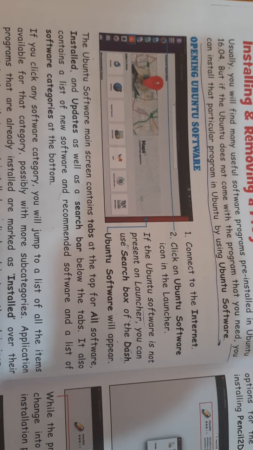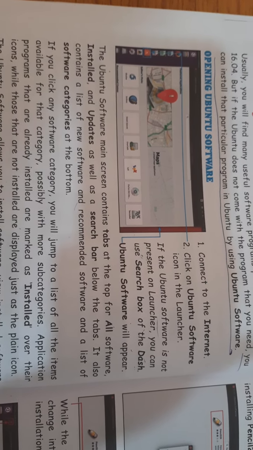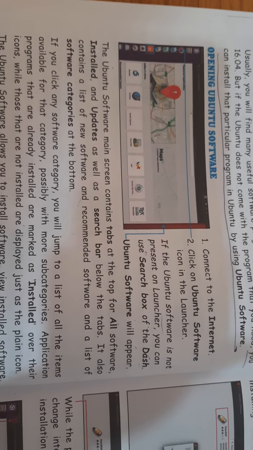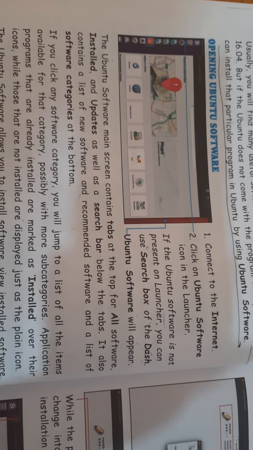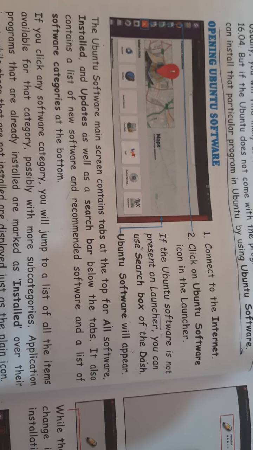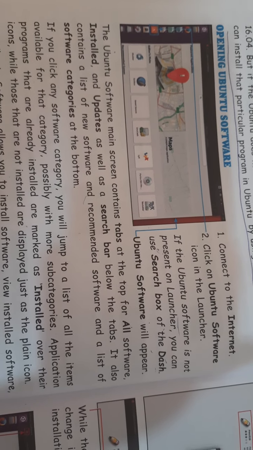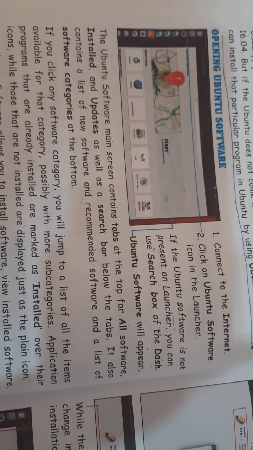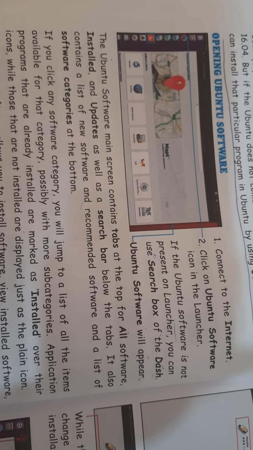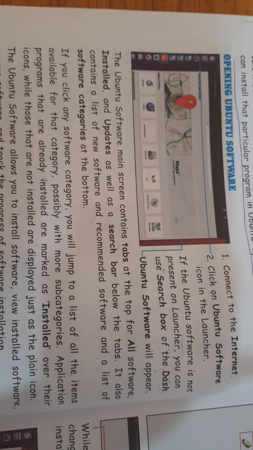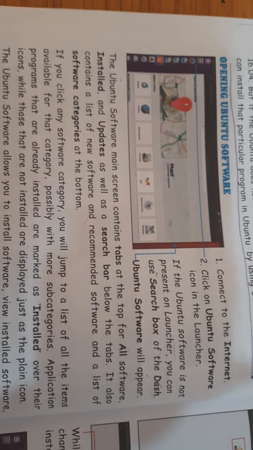Now, opening Ubuntu Software. First step to open Ubuntu Software is connect to the internet. In order to install any program, you need an internet connection. Now, second step is click on the Ubuntu Software icon in the launcher. Children, in your launcher you have an icon, the Ubuntu Software icon. You have to click on it.